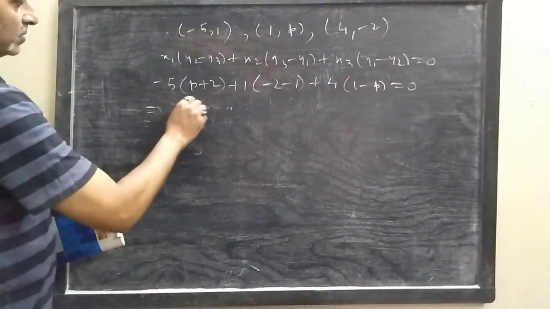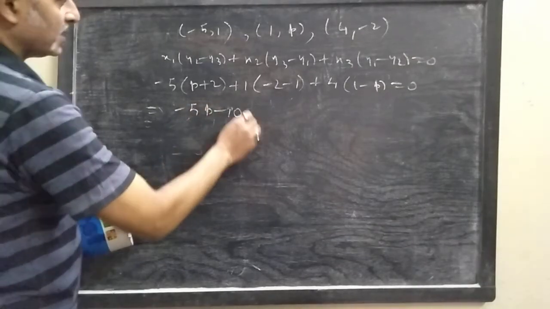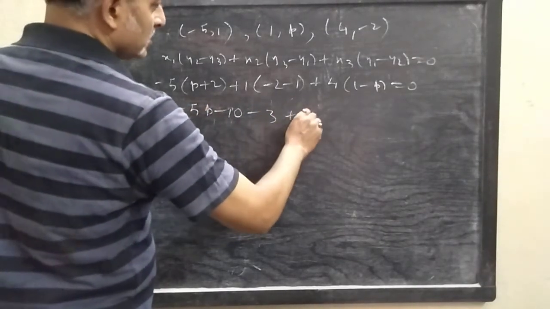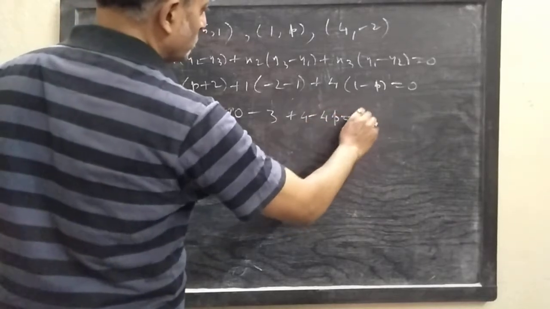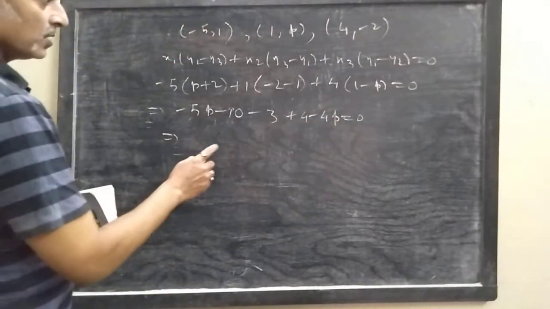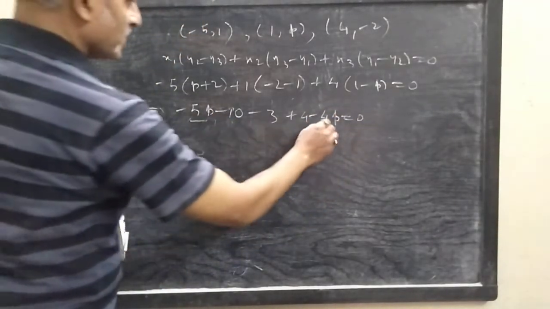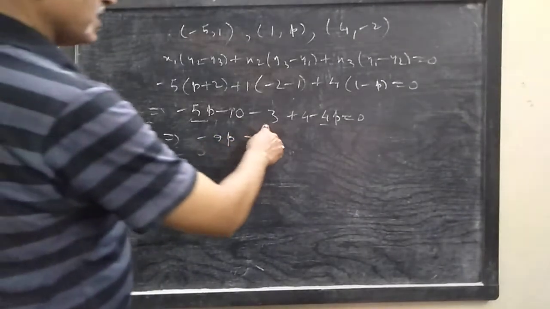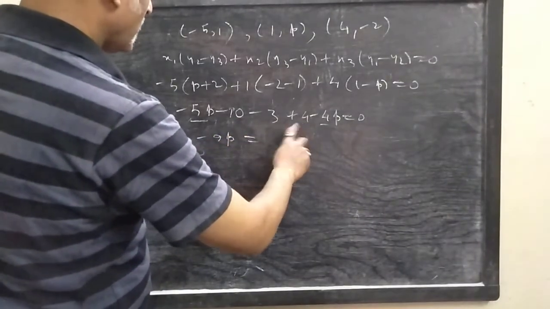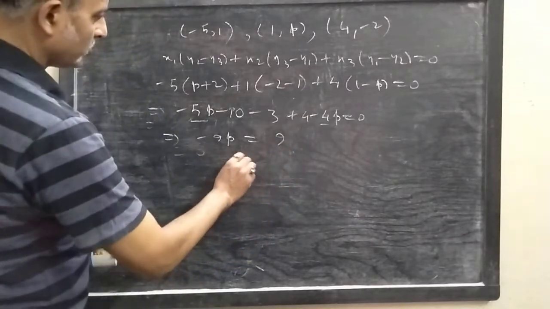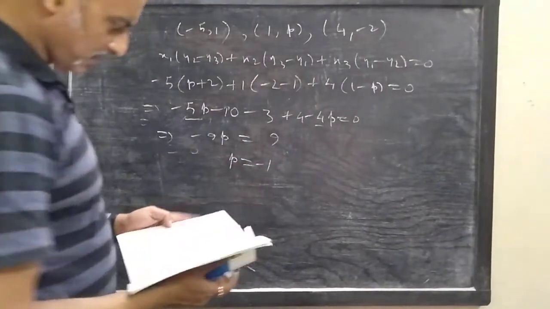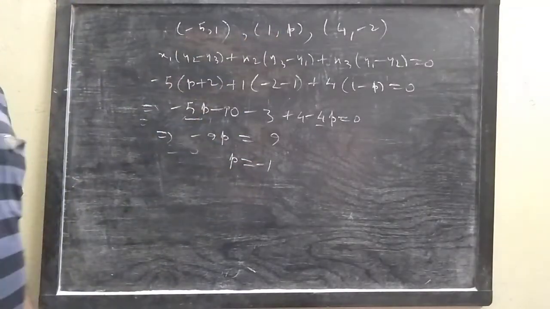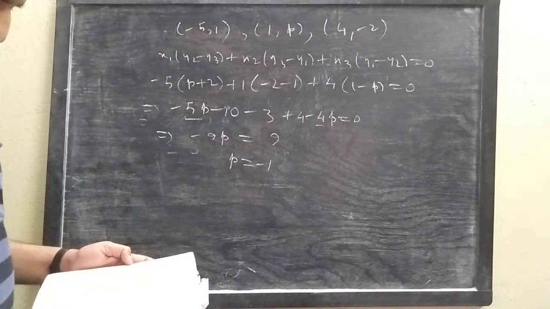This gives -5p minus 10, this is -3, so -3, this is +4 minus 4p equals 0. So ultimately it gives -5p minus 4p, that is -9p equals -13 minus 9 plus 9. So you get p equals -1. This is the required value of p so that the given 3 points are collinear.